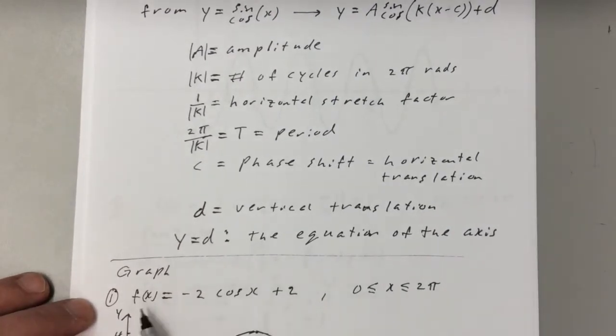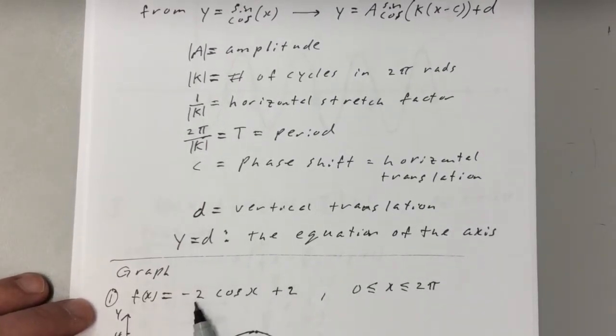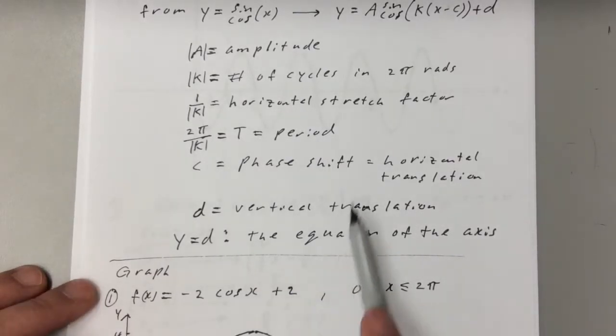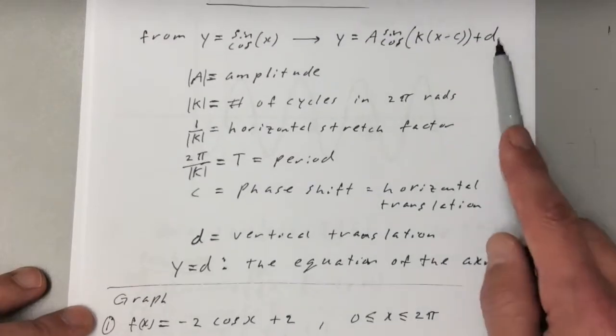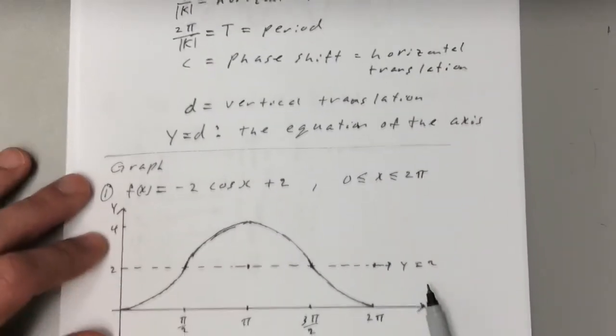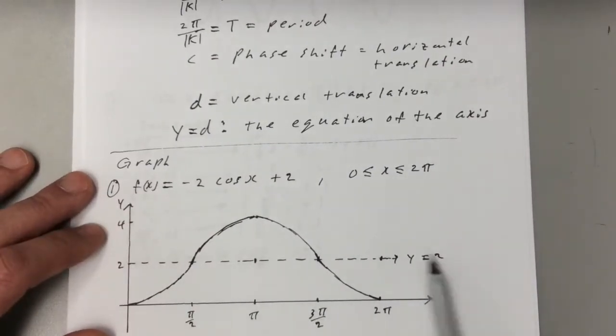So, for example, if you wanted to graph f of x equals negative 2 cos of x plus 2, this only has vertical transformations in it. We're going to graph it between 0 and 2 pi. So if there's vertical transformations, what are they? Well, you go by stretch factors first. It's going to be stretched by a factor of 2 vertically and flipped vertically. And then it's going to be translated up 2. Now, if we just look at what we've got up here, this 2 at the end is the d. So y equals 2 is the equation of the axis. So that's going to cut it right in the middle.